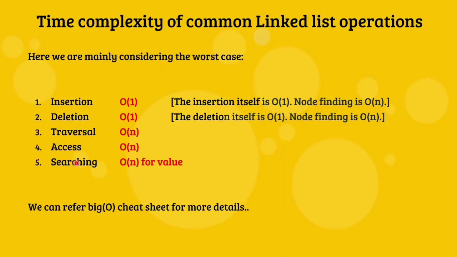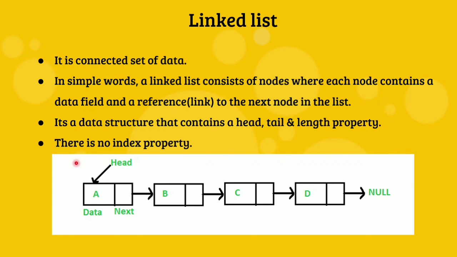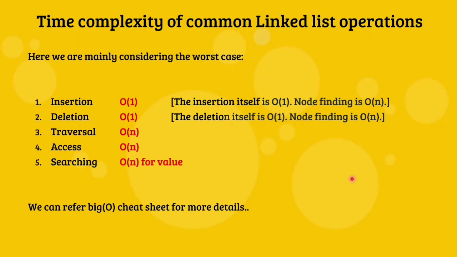Then we have something called searching. Here, suppose I want to check whether the value D exists or not in a linked list. For searching, we have time complexity of O(n), as we need to travel from our head node to the next and to the next, like that. And then finally we will check whether the value is exactly what I want. So the time complexity will be O(n).